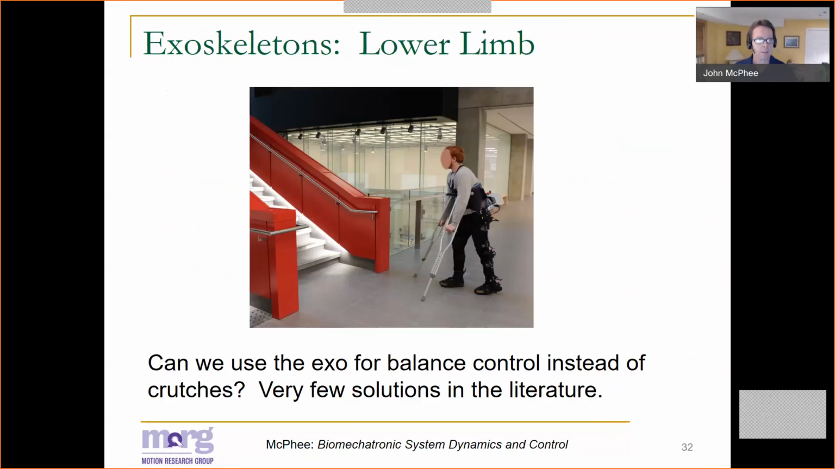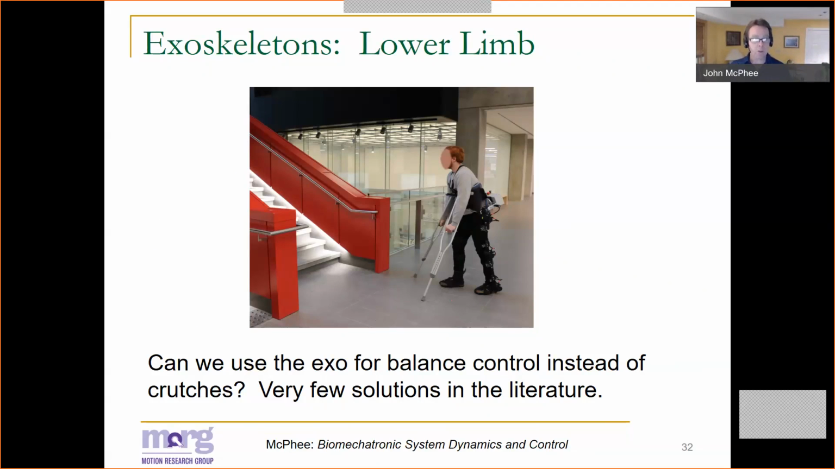control of exoskeletons. So one of the obvious problems that we want to tackle is the fact that users of commercial exoskeletons, like the one shown here, are told to use crutches. And that means that it seems to defeat the purpose of using an exoskeleton. And it means that your hands are no longer available for other tasks if you're being forced to use these crutches as well as the exoskeleton.